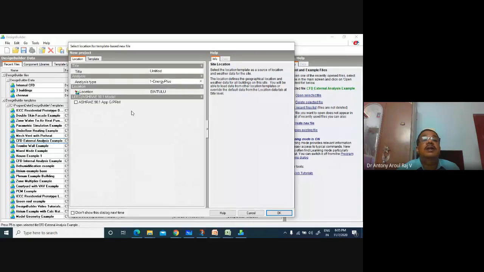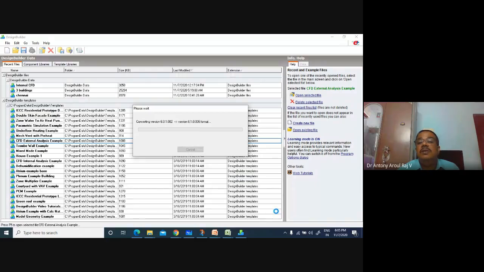Here the condition is given as pendulum. No problem, let it be like that only. So we will go to the solver.